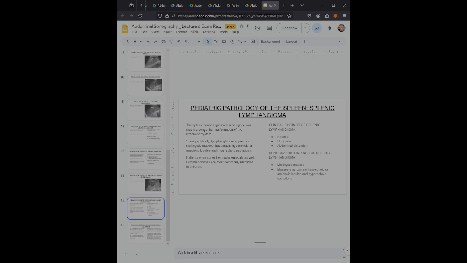Splenic lymphangiomas are benign lesions that are congenital malformations of the lymphatic system. Sonographically, lymphangiomas appear as multicystic masses that contain hypoechoic or anechoic locules. Patients often suffer from nausea, abdominal distension, and left upper quadrant pain. Sonographically, we see multicystic masses, and masses may contain hypoechoic or anechoic locules and hypoechoic septations.